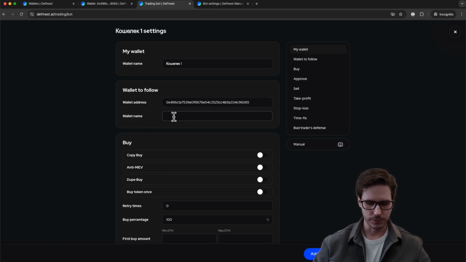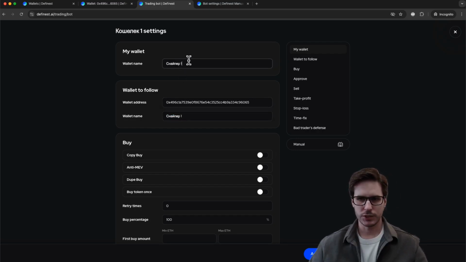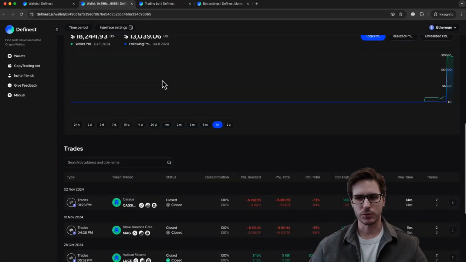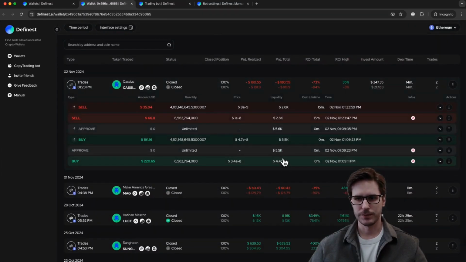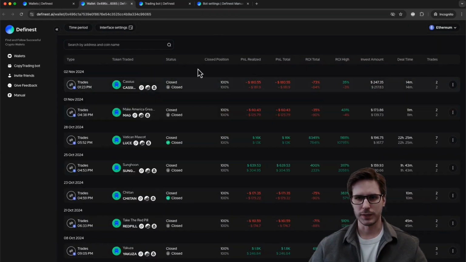Next, we will come up with a name for the wallet. For convenience, I will call our wallet the same as this one. Why is it called a sniper? Because this wallet is a sniper. That is, it buys coins at the very beginning. Here it buys at the 0 minute.